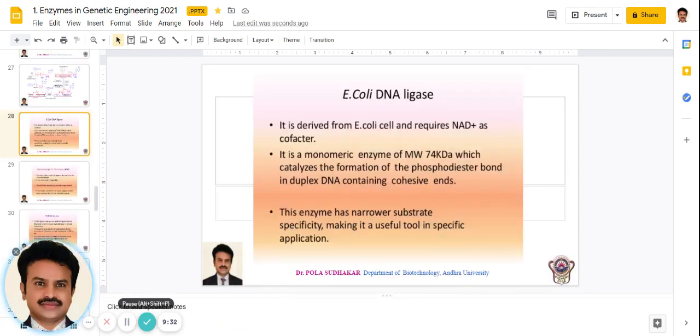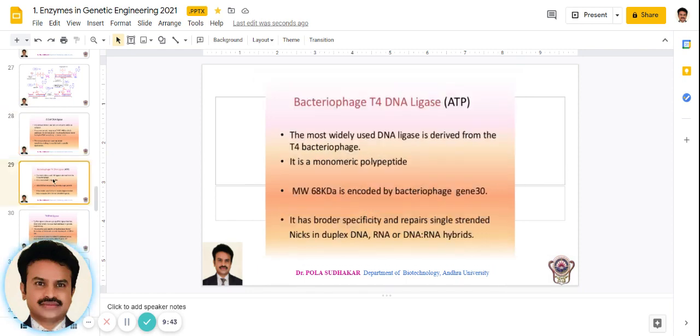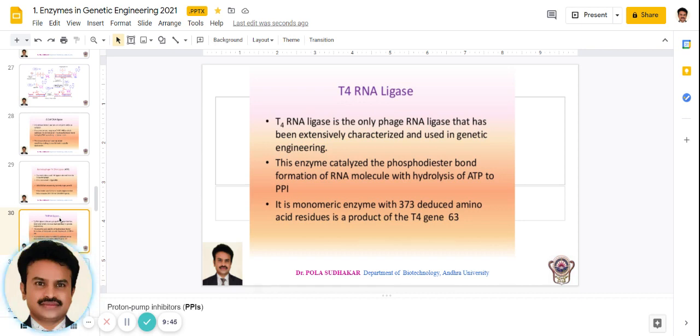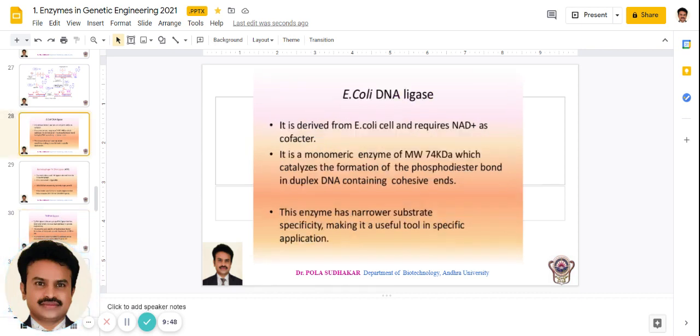Sources of DNA ligases. There are three types of DNA ligases. They are E. coli DNA ligase, bacteriophage T4 DNA ligase, and T4 RNA ligase. DNA ligase is isolated from E. coli. The ligase enzyme isolated from E. coli is a polypeptide chain with a molecular weight of 74 kilodaltons. It requires NAD plus as cofactor.